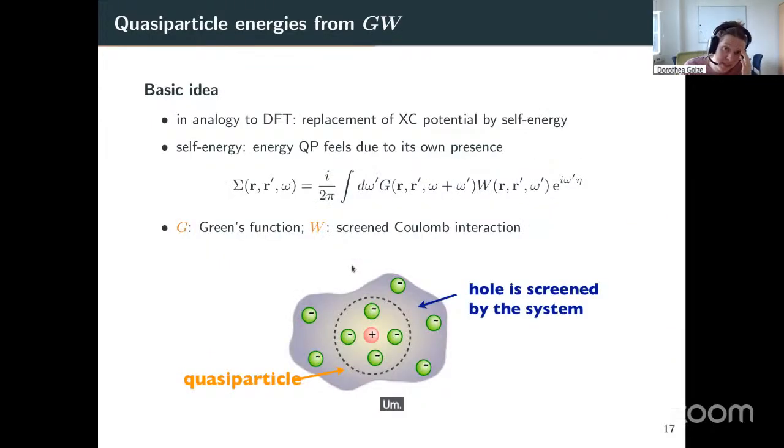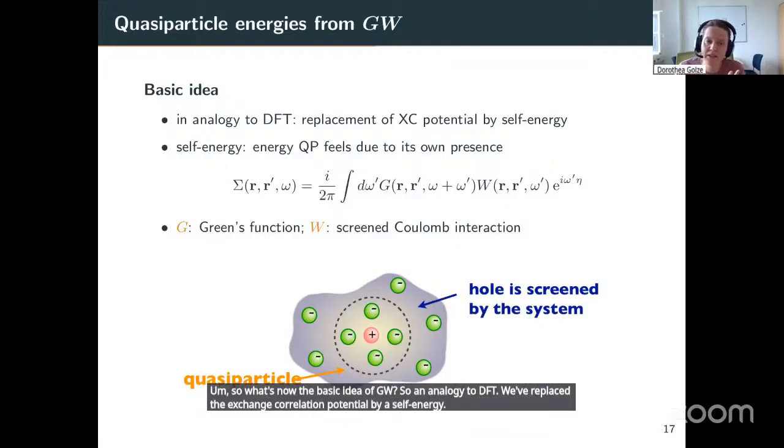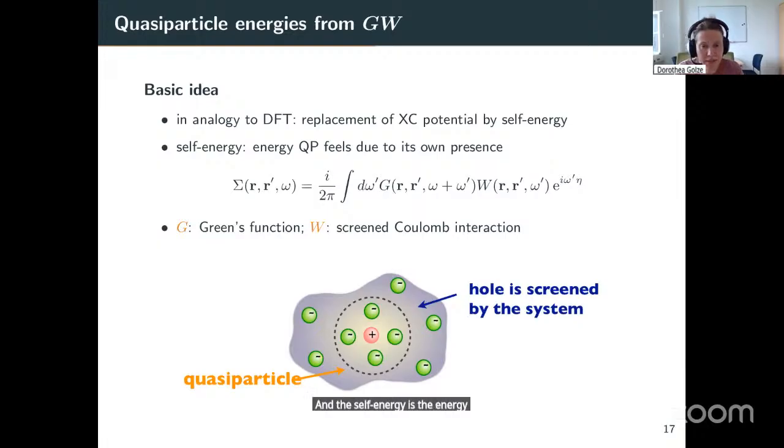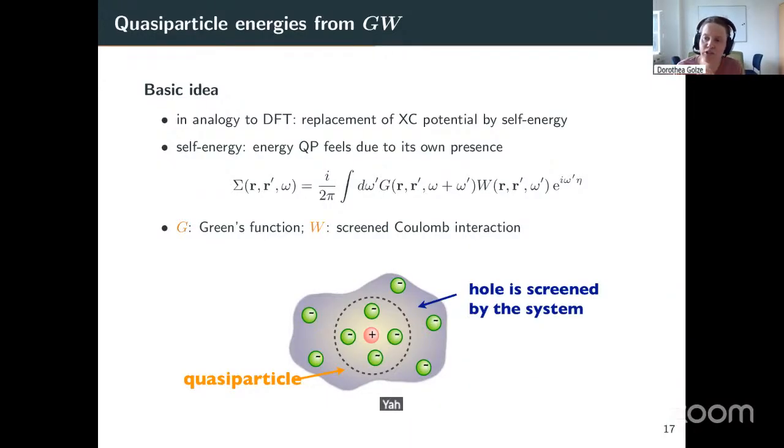So what's now the basic idea of GW? In analogy to DFT, we replace the exchange-correlation potential by a self-energy, and the self-energy is the energy the quasi-particle feels due to its own presence. A little bit hand-wavy, but I think that's the best we can do in this time. G stands here for the Green's function and W for the screened Coulomb interaction. So it's not the name of a person, but rather the matrix notation we typically use for these properties.